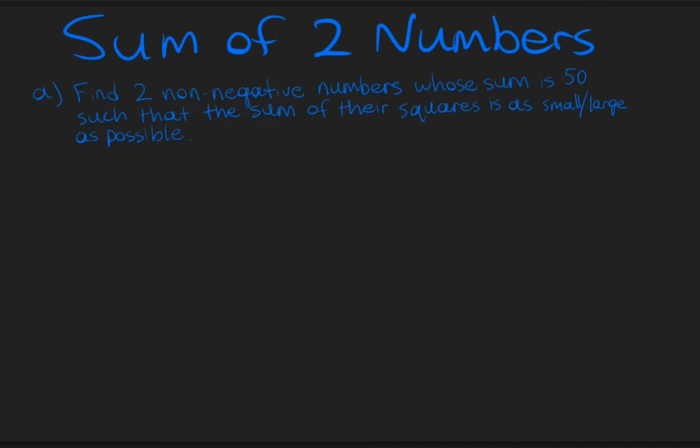So this is really two problems. First, we're going to find the two numbers that result in the smallest sum and the two numbers that result in the largest sum. So first, let's look at the solution and I'll walk you through it.